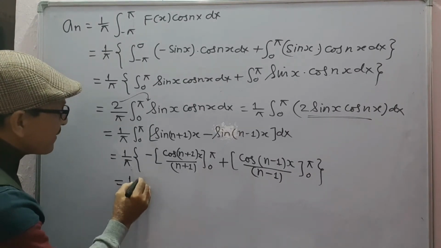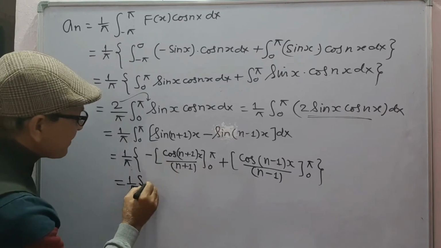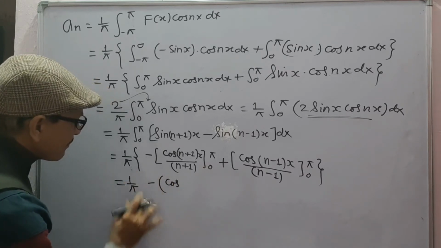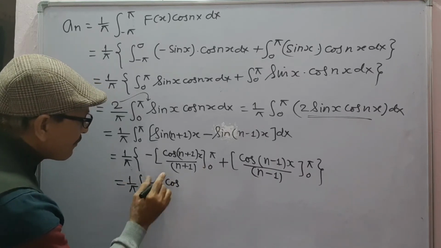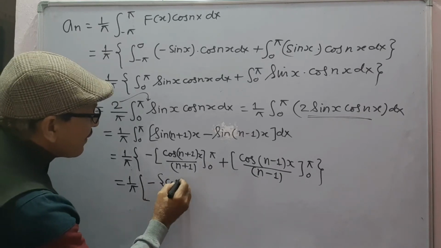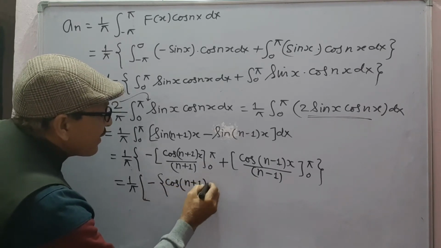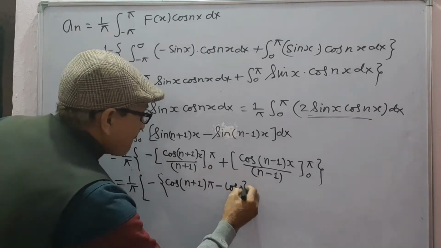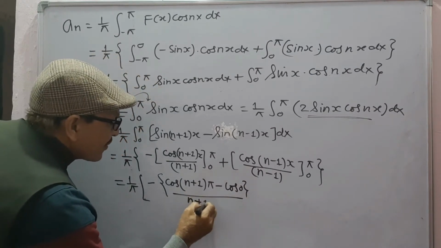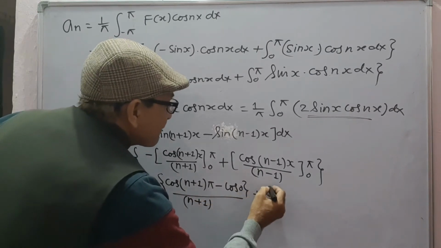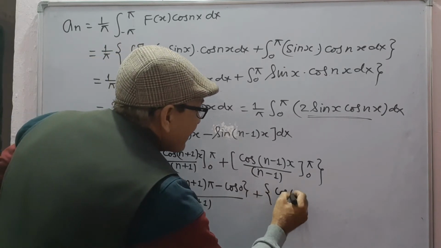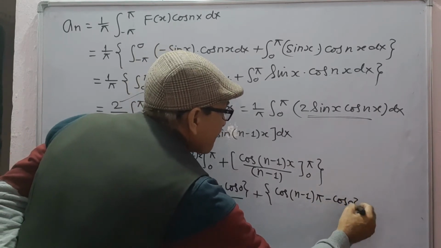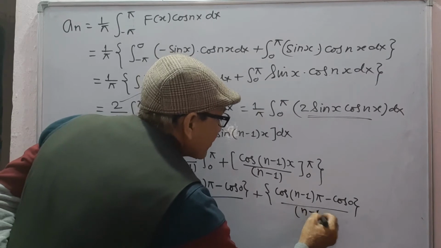It will be 1 upon pi, upper limit minus lower limit: minus cos (n plus 1) pi minus cos 0 upon n plus 1, plus cos (n minus 1) pi minus cos 0 upon n minus 1.